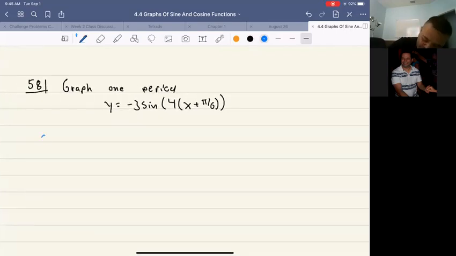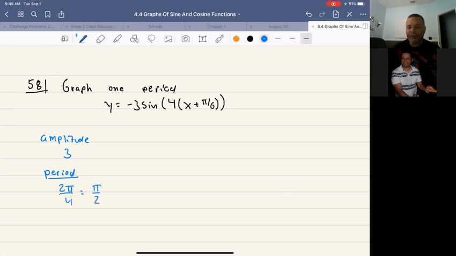Our amplitude is 3. So it's going to go 3 up and 3 down, but the negative tells us it's going to go down first. Next, our period is 2 pi over 4, which is pi over 2. Now, we're also shifting to the left by pi over 6. Okay, so let's find our 4 points.